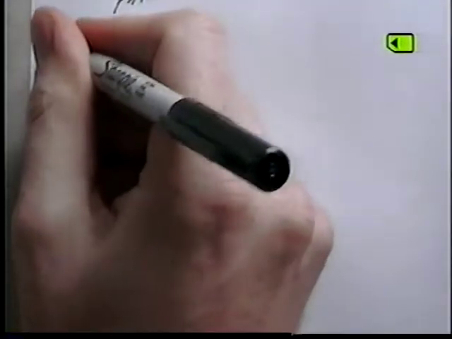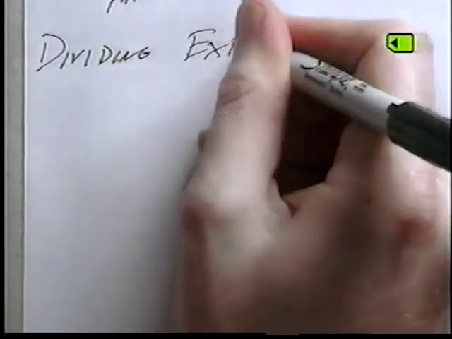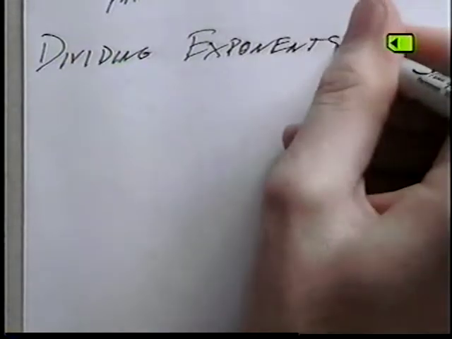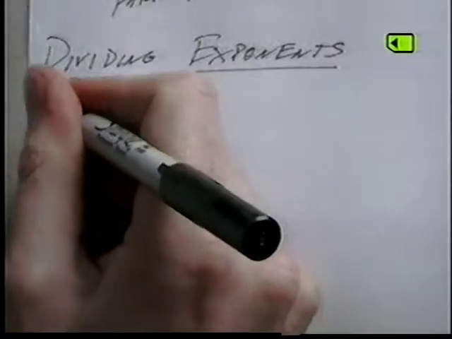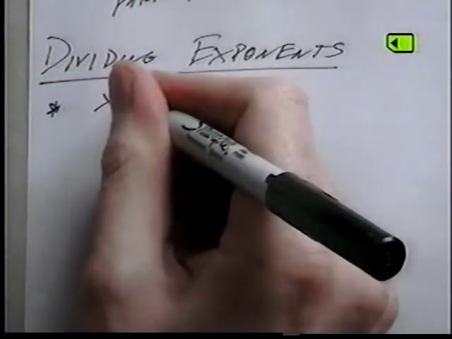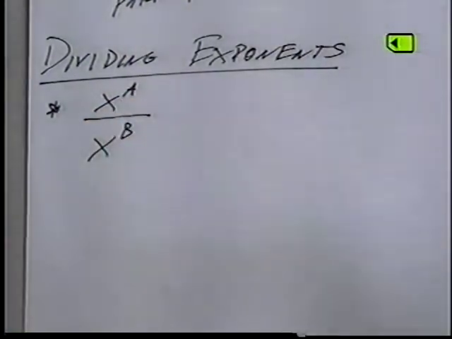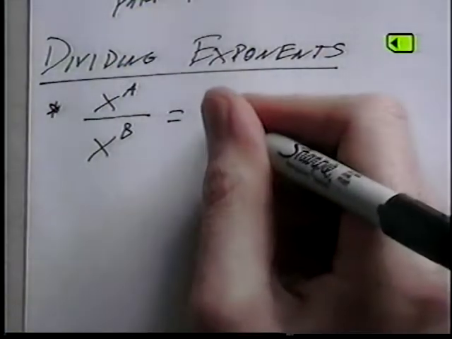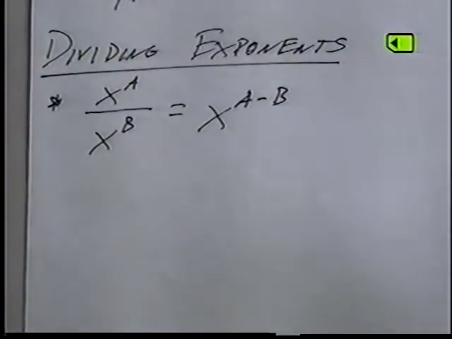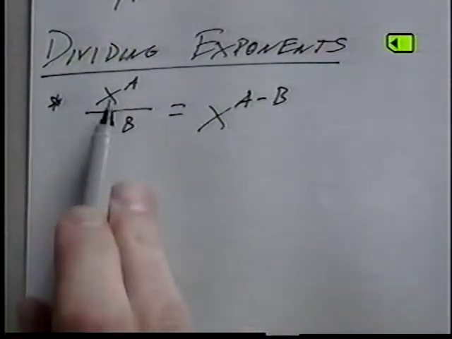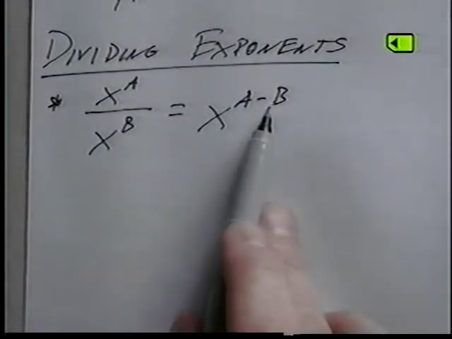First section of notes is titled Dividing Exponents. One definition for this section is x to the power of a divided by x to the power of b equals x to the exponent of a minus b. So when you have two variables or two numbers, the same number being divided, the exponents you'll subtract to get your new exponent.